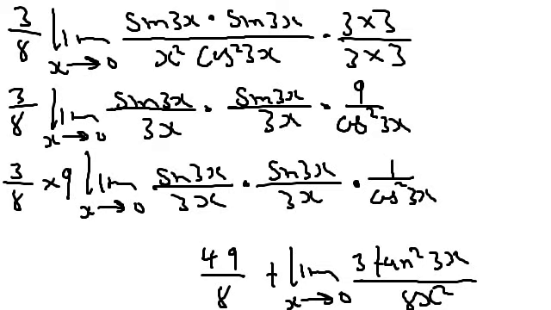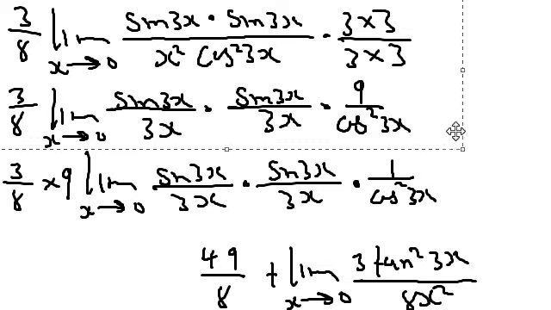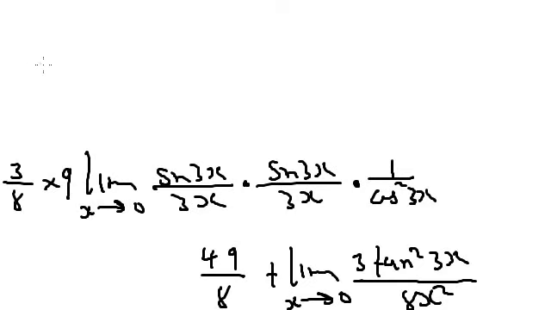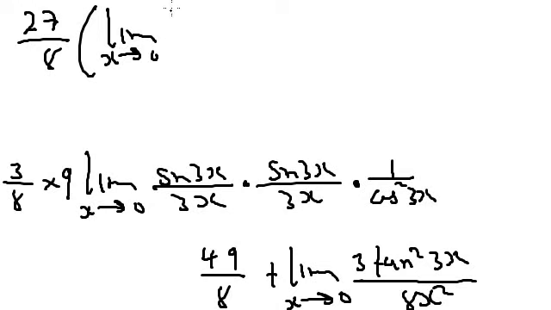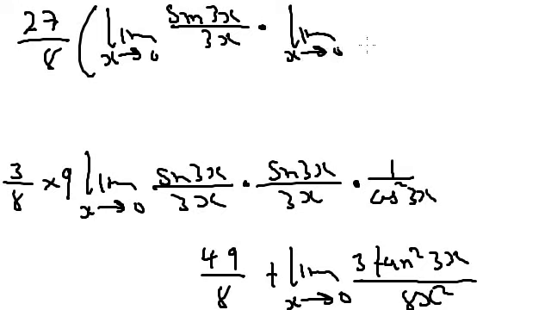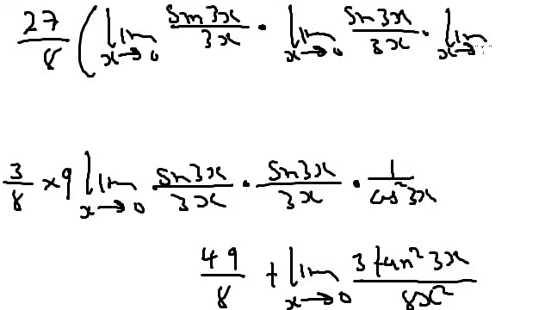So now we can distribute the limit as well, so we can just have our final answer. So we have 9 times 3, that's 27, 27 over 8. Then in the big bracket, the limit as x approaches 0 of sine 3x over 3x, multiplied by the limit as x approaches 0 of sine 3x over 3x, then multiplied by the limit as x approaches 0 of 1 divided by cosine squared 3x.